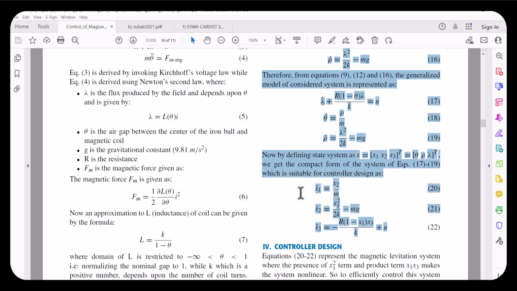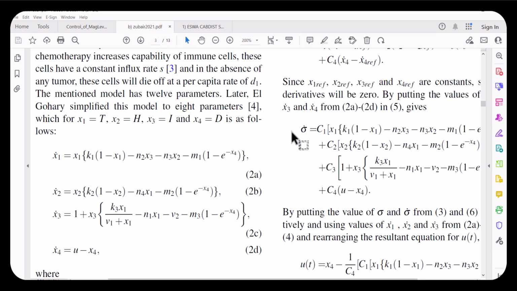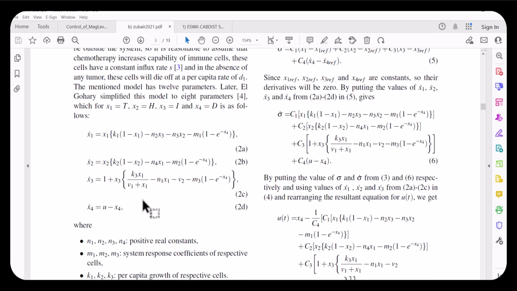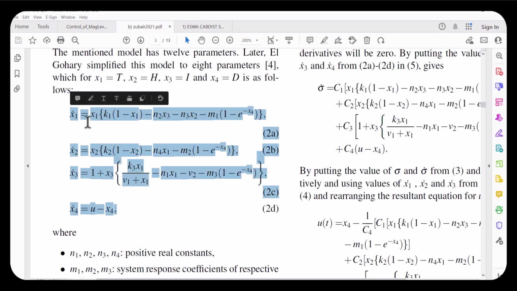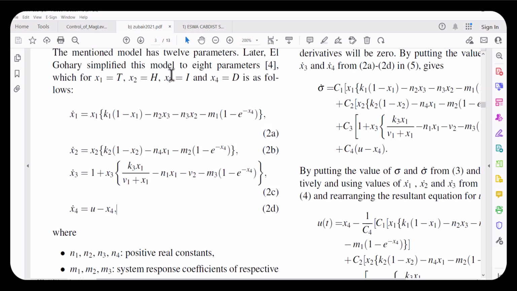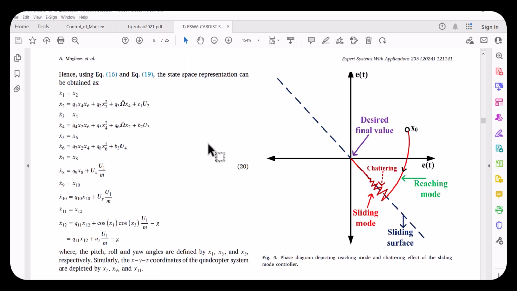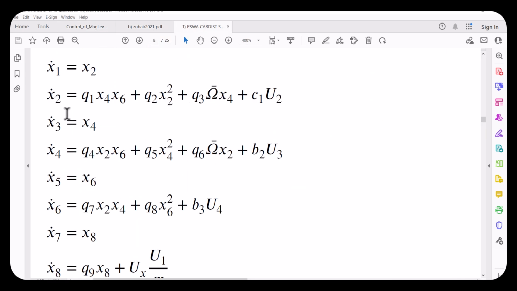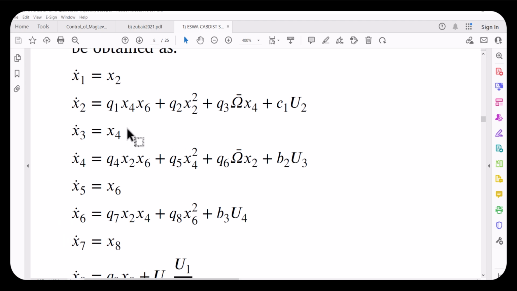Similarly, we have different models of different systems. Here is a model of a brain tumor cell. There are healthy cells and there are immune cells. X3 is the immune cells, X2 is the healthy cells, X1 is for the tumor cells, and the X4 state is for the drug intake.